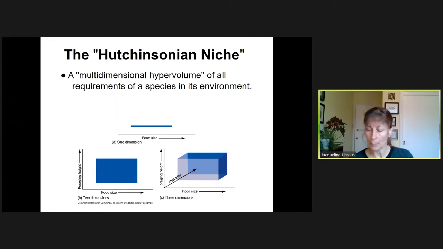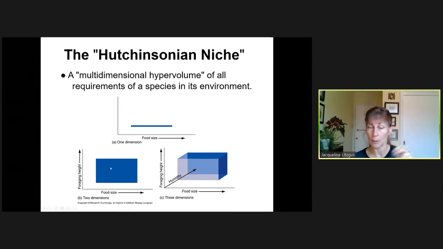So it's called multidimensional because we can add more axes, but starting simply with this one-dimensional axis that has to do with food size. Okay, now we're going to add a second axis. We're going to add this y-axis that has to do with foraging height, the height at which the animal forages. And so now we add this additional dimension.